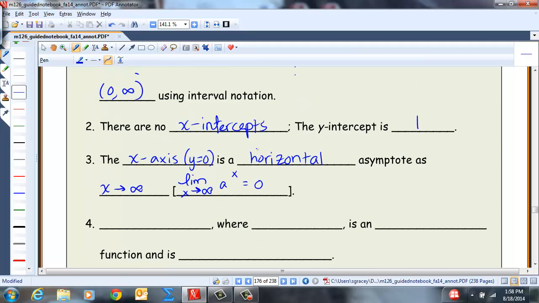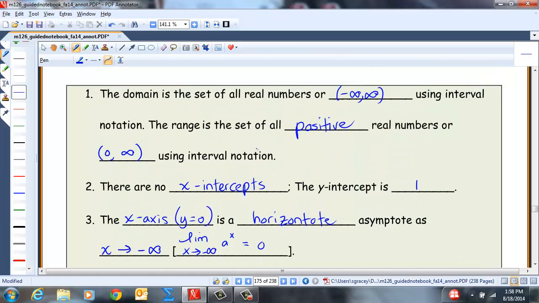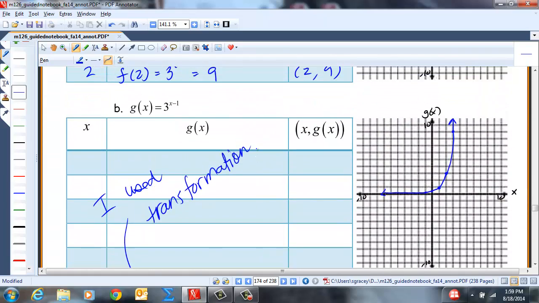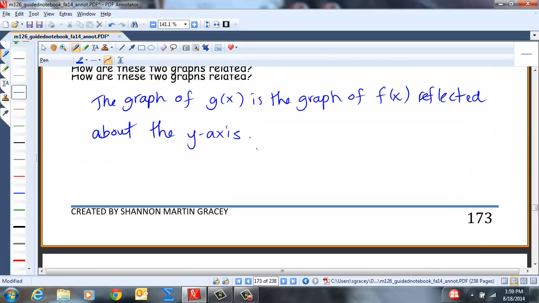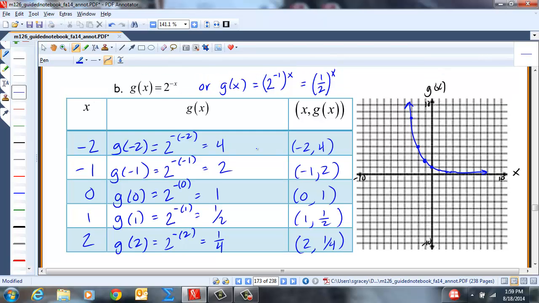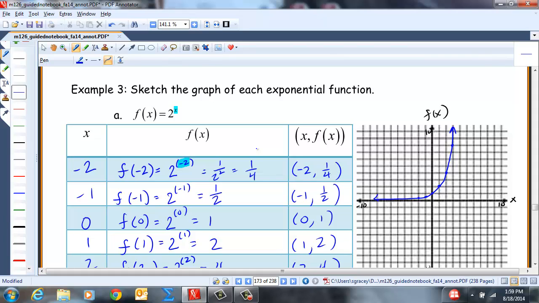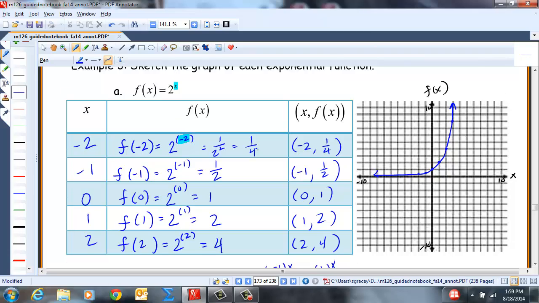Whereas before, as you were approaching negative infinity, that happened. So if you look here, see as you approach positive infinity, you're approaching the x-axis there. And over here, that first one, when a was greater than 1, as x goes infinitely to the left, you're approaching the x-axis.